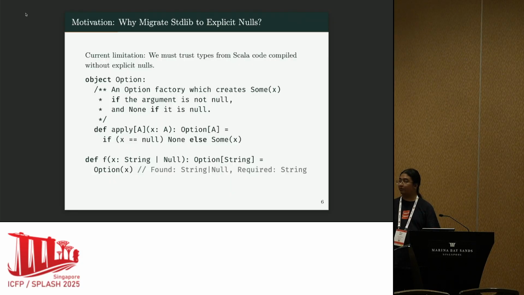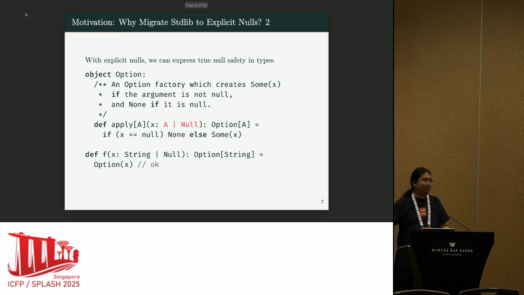This would introduce problems. In the standard library, we have the apply function for Option. It takes a parameter of type A. We check if the parameter is null; in this case, we return None. If it's not, we return Some. But if we want to use this with Explicit-nulls to transform nullable values into an Option, for example, transform a nullable String into an Option of String, then it will fail. Because when you apply Option, the type parameter will be inferred as String, so you couldn't pass String | Null to Option in this case, which is pretty bad.